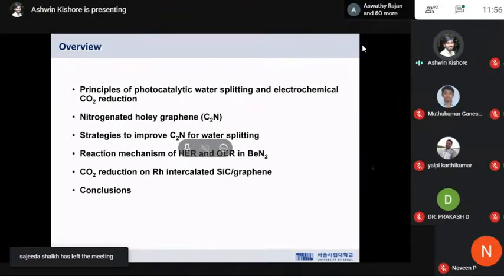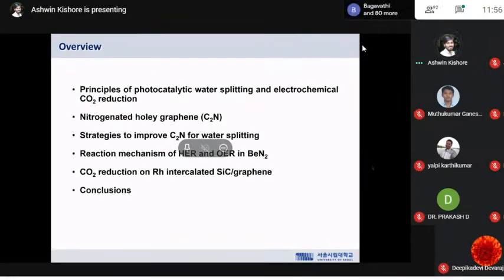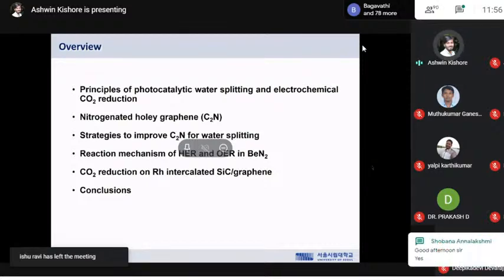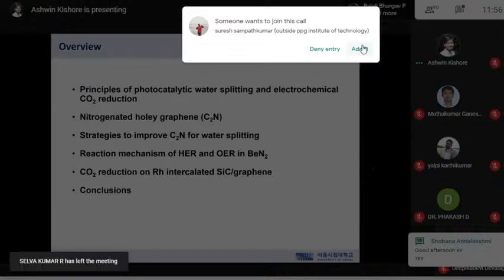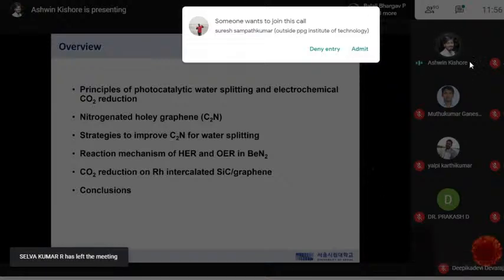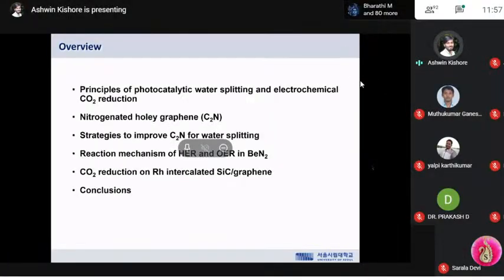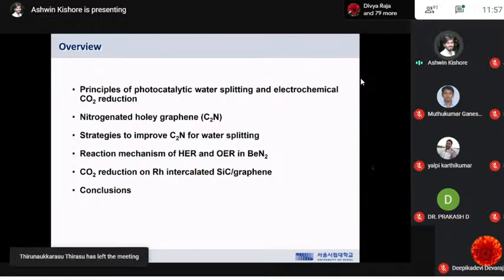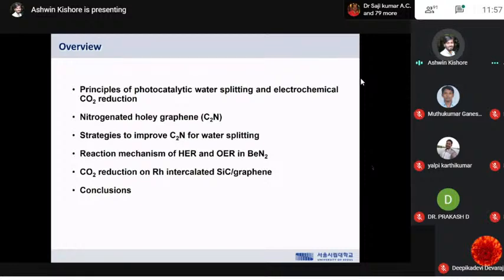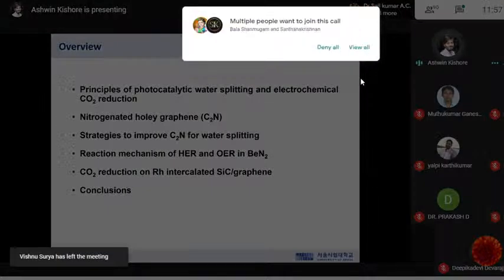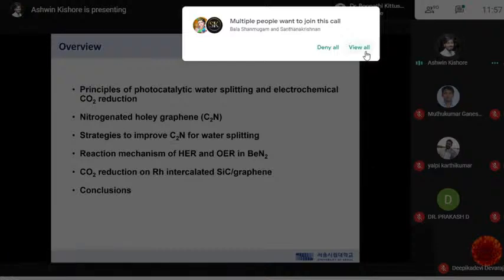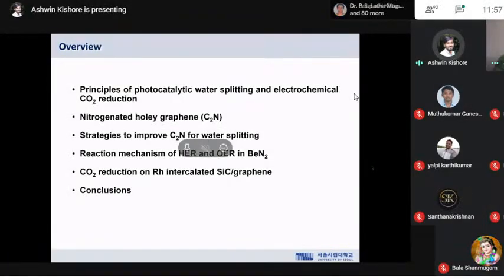So this is the overview of my talk. I will start with the basic principles of photocatalytic water splitting and electrochemical CO2 reduction. I will explain about nitrogenated holey graphene, and then the strategies we used to improve the C2N for water splitting. And I will also show some of my results on the mechanistic insights into the reaction mechanism involved in hydrogen evolution reaction and oxygen evolution reaction in BeN2. And later CO2 reduction reaction on rhodium intercalated SiC graphene. And then I will conclude my talk.